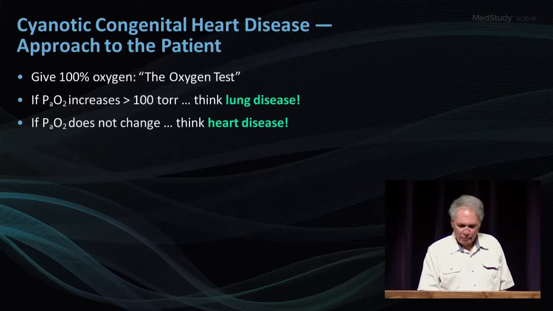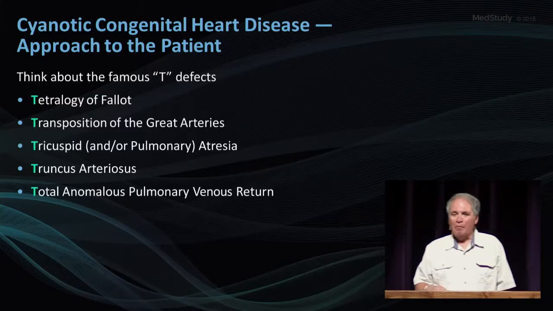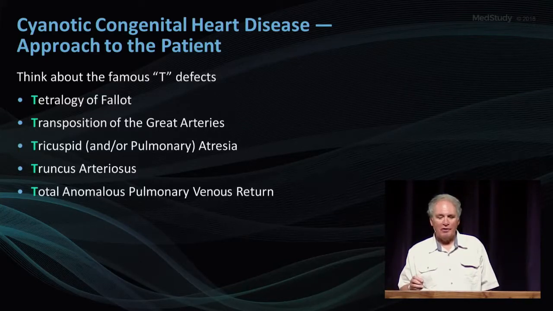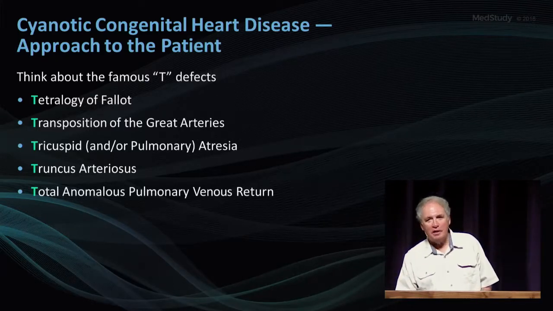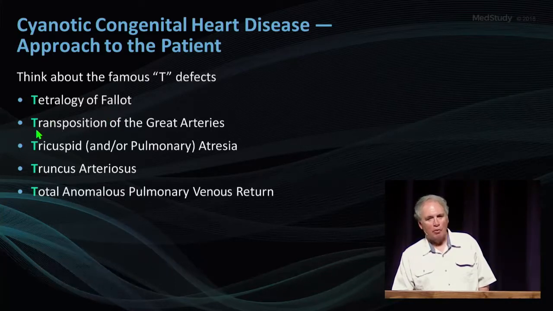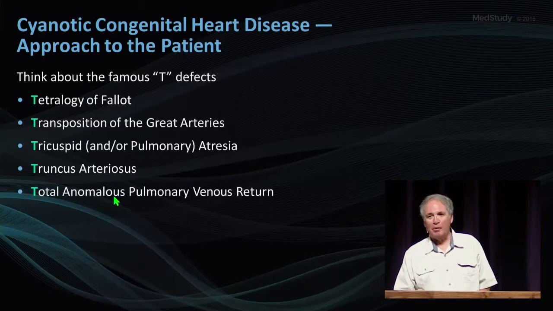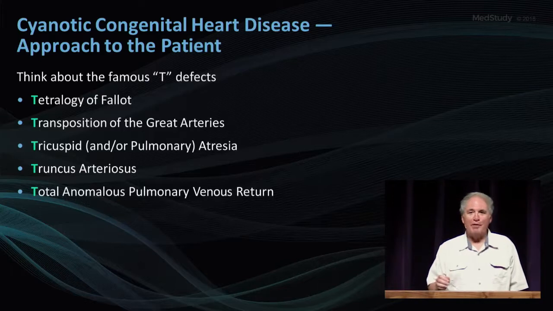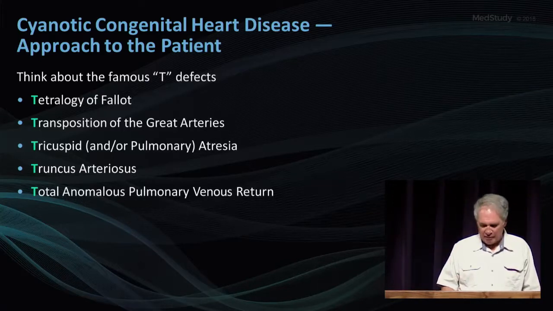But just remember that. And when we're talking about cyanotic congenital heart disease, this slide deserves underline, yellow marker, everything. This is the famous T defects. Tetralogy of Fallot, transposition of the great arteries, tricuspid atresia and pulmonary atresia, okay, no T, I'm sorry, truncus arteriosus, and total anomalous pulmonary venous return. Think of the famous T defects.